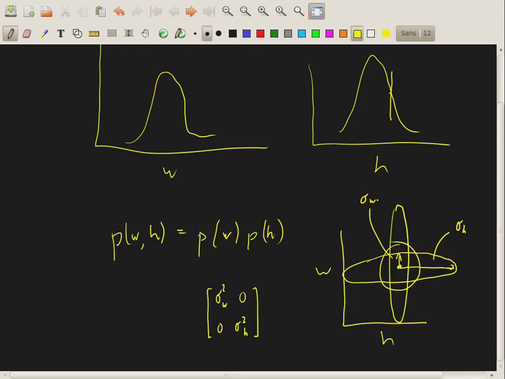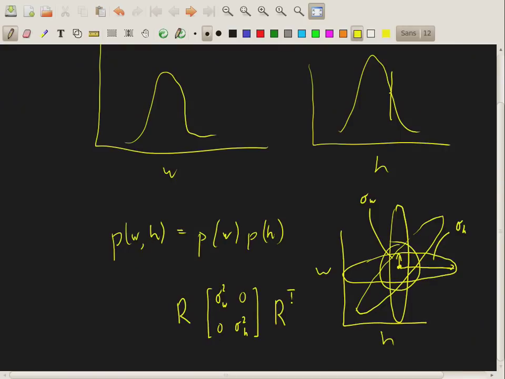Now what else can we do? Well, it turns out we can rotate this Gaussian. So we can perform a rotation on that space, and we could come up with something like that. And that's a correlated Gaussian covariance. And the right way of thinking about that is applying a rotation matrix.